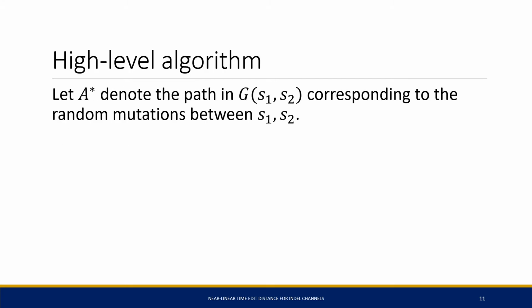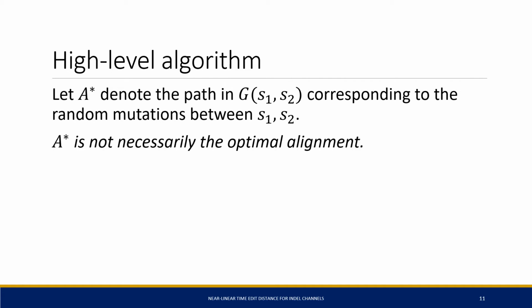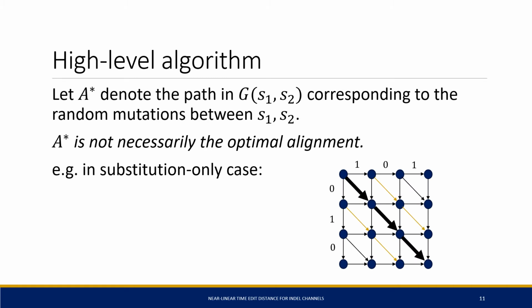So let's let A star denote the path in the dependency graph corresponding to the set of mutations that actually happened when we were generating S1 and S2. Now it's important when defining A star to note that A star is not necessarily the optimal alignment. For example, if we're in the substitution-only case, with reasonable probability, we could get a dependency graph that looks like this. Now here, since we only have substitutions, the true quote-unquote alignment will only take diagonal edges, so I've highlighted here in bold. However, this is not the shortest path, because here it has length 3, whereas there is a path that has length 2.